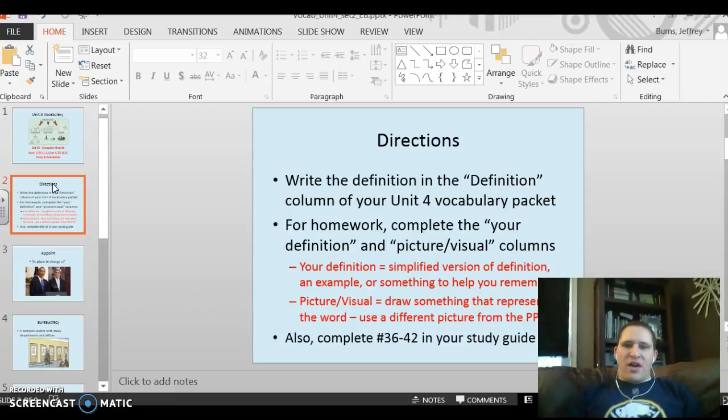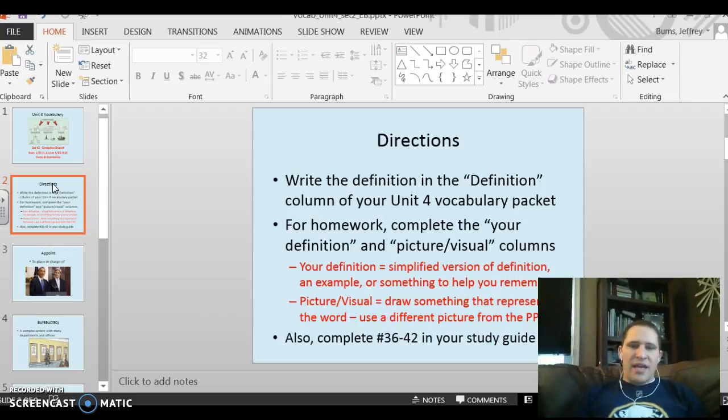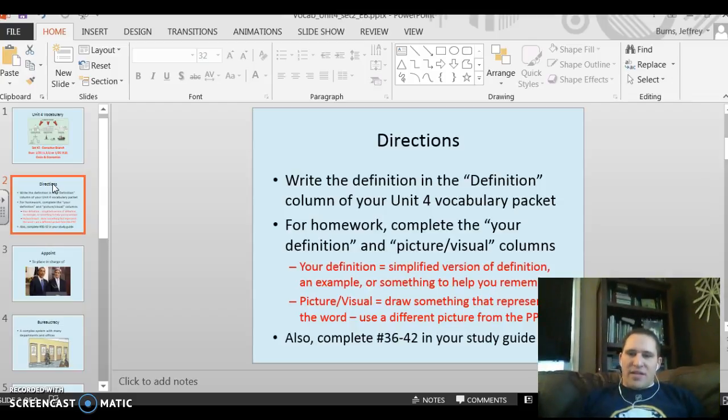So don't forget that also, here's the directions again, and don't forget 36 to 42 in your study guide by next class, which is just transferring the vocab over to the study guide. All right, so the first word is only 7 words. You should be writing your definitions down on number 11 in your binder.